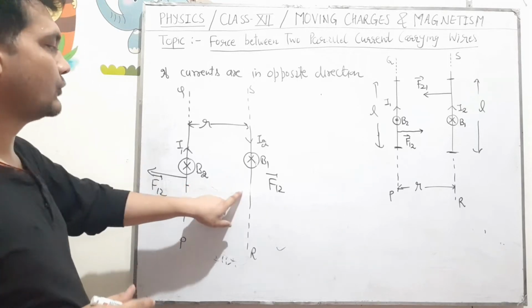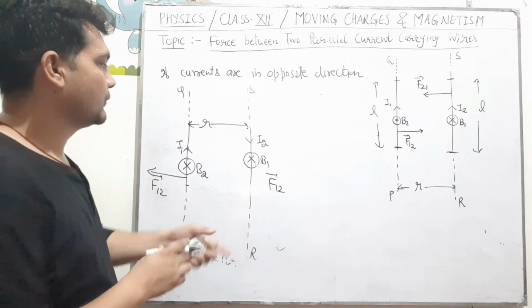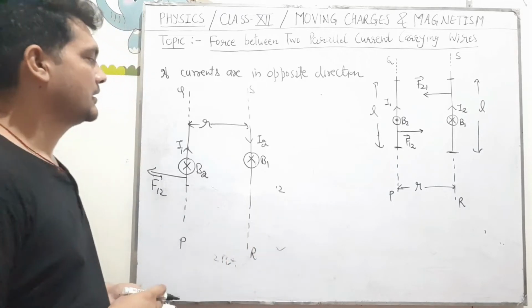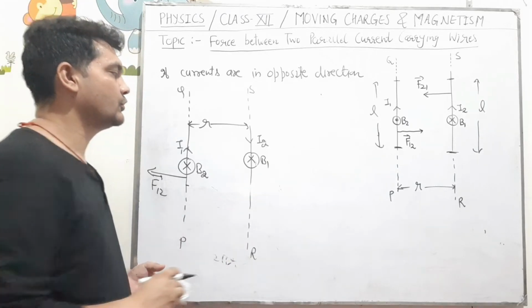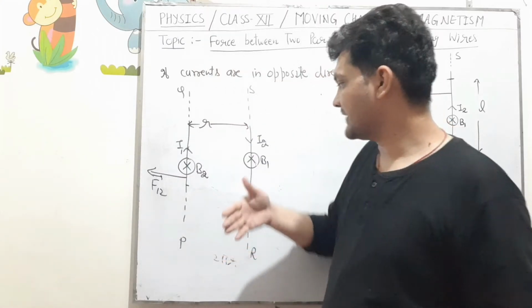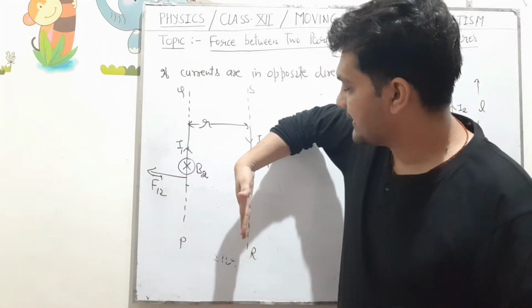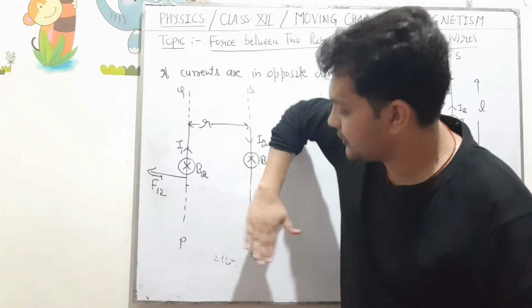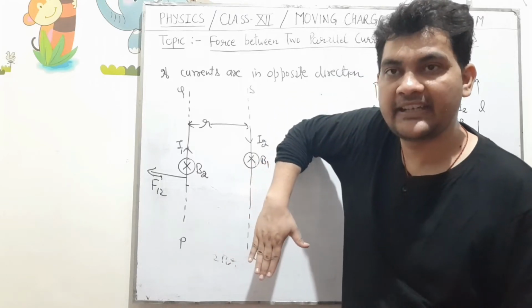Now let us see the force on wire RS. Again applying the right hand palm rule, keep the fingers in the direction of current. Current is in downward direction. Keep the palm in the direction of field. Field is in inward direction.